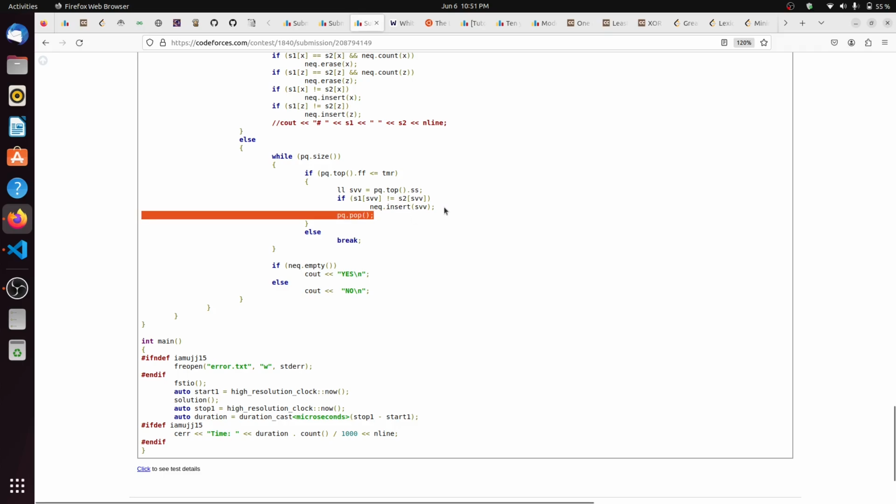They are already equal. It is similar to the block kind of state. Apart from that, we will pop out the first element from the priority queue. And if the current top element has its first value greater than timer, then we will break out from this loop. Now if NEQ is empty, which means there is no position in the two strings which is not equal, that means everything is equal, then we will output yes, otherwise we will output no. That was all for this problem.